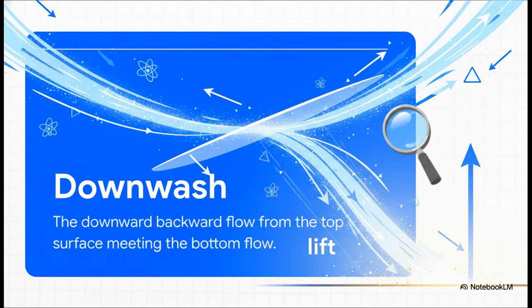Let's follow that air all the way to the back. When the airflow from the top and bottom reunite at that rear stagnation point we talked about, the flow is pointed downward and backward. We call this downwash. And honestly, this downwash is the final, essential Newtonian reaction. The air is forced down, and the equal and opposite reaction gives you that beautiful upward push of lift.